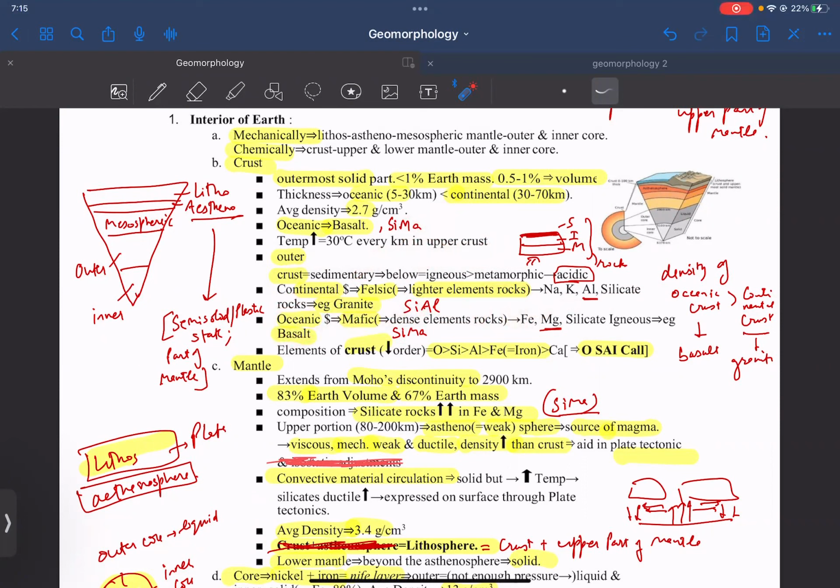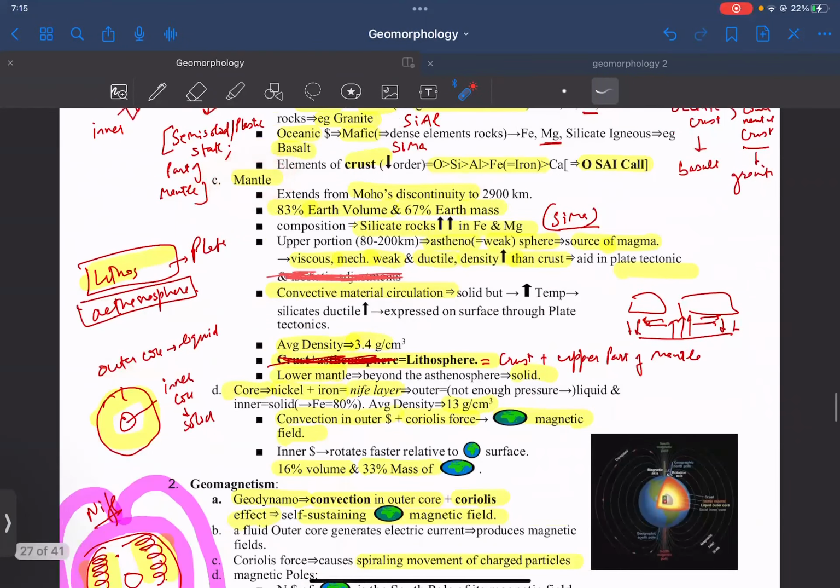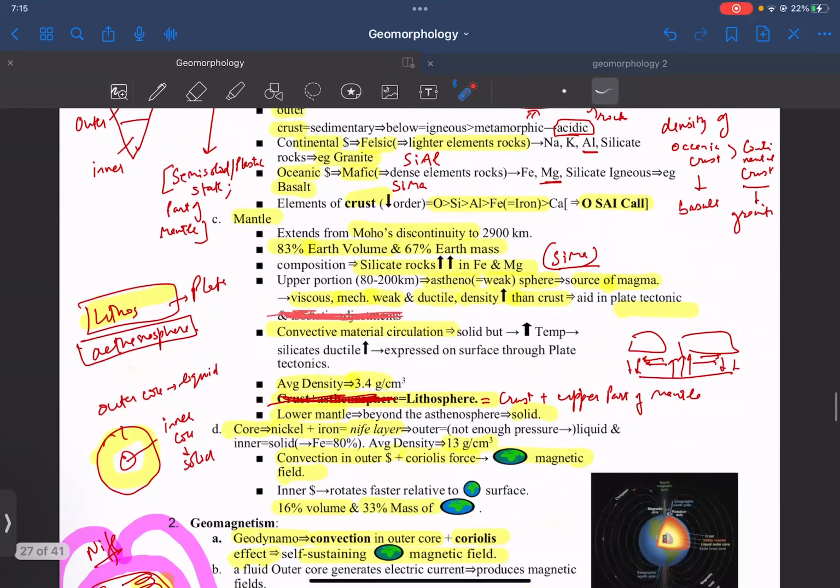If you find out what all elements are found in the crust, in order, it has maximum oxygen content, then silicon, aluminum, iron. All right. So this is all about the crust part. Then the mantle. The crust is separated from the mantle by the Mohorovicic discontinuity, and the mantle composes 83% of Earth's volume and 67% of Earth's mass.